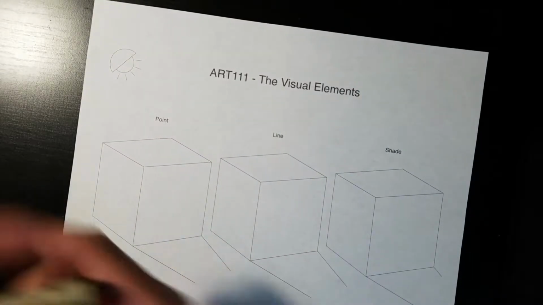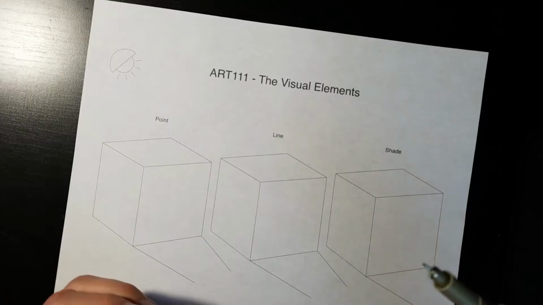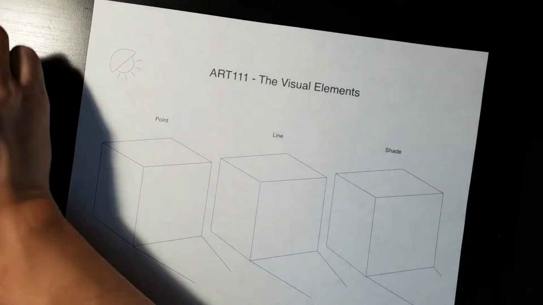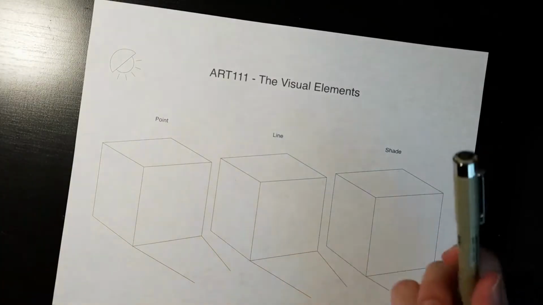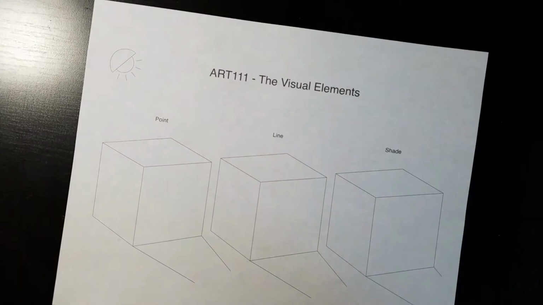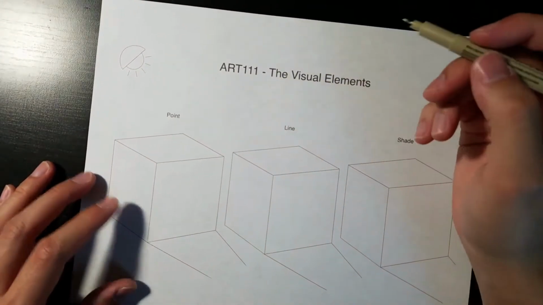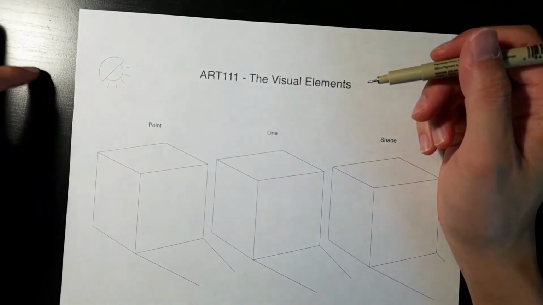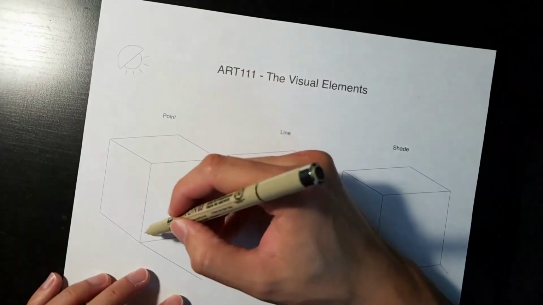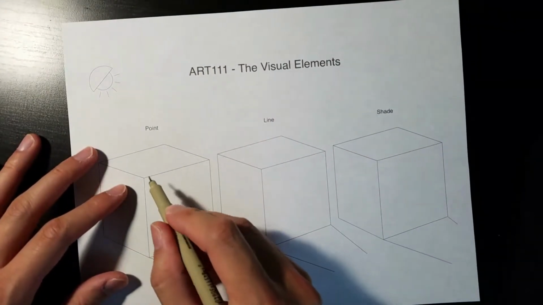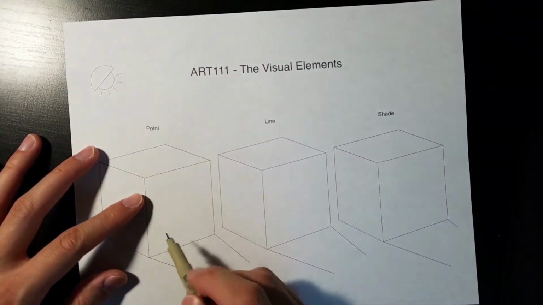For this, I'm going to use a pen. This will do better. You can use pencil or whatever you want, or a thin Sharpie. A thin Sharpie is going to work really well. I want you to think about how light is coming from top left, and obviously this side right here is going to be the darkest. So here I'm going to use points to shade my object.